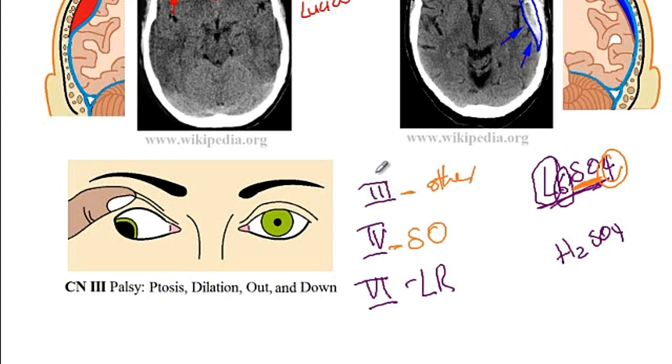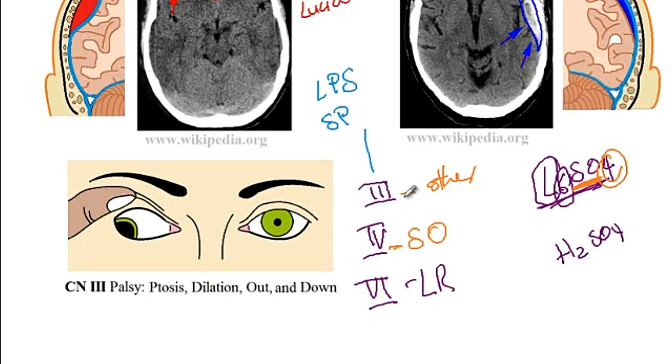In addition, cranial nerve 3 also innervates the levator palpebrae superioris, which is required for elevating the eyelid, and then it also innervates the sphincter pupillae, which is required for the constriction of the pupil.